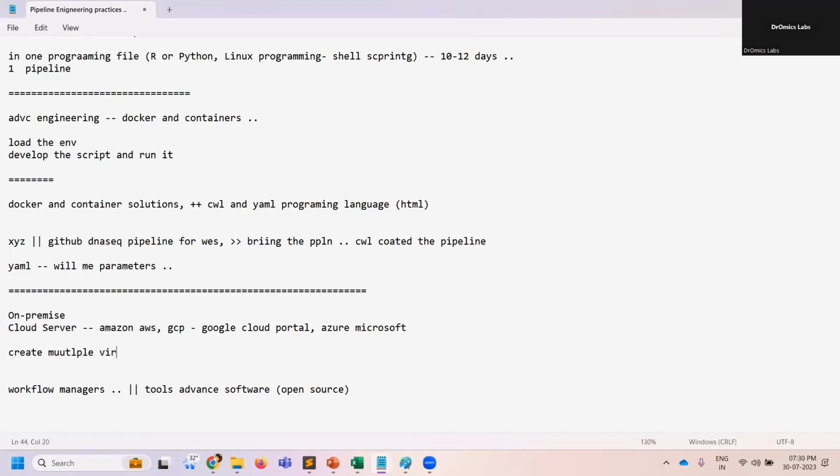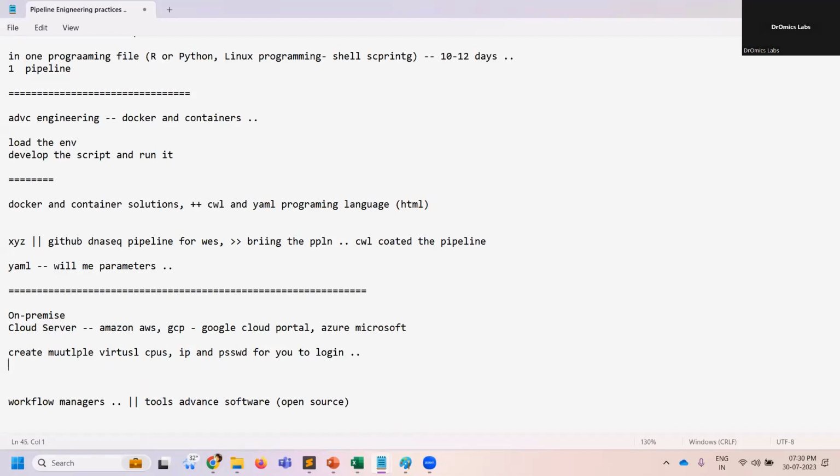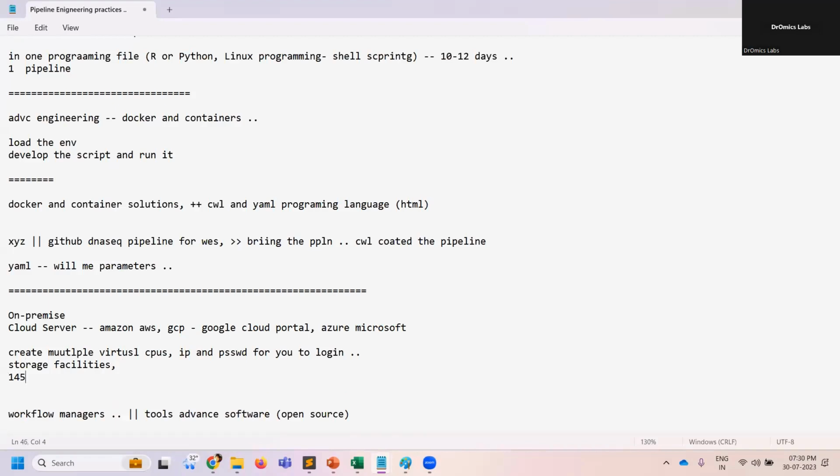If you get an account, you can create multiple virtual CPUs. It means a CPU will get created with an IP and password for you to log in. There are also multiple data storage facilities, and apart from data storage, there are multiple other facilities. There are more than 145 facilities.